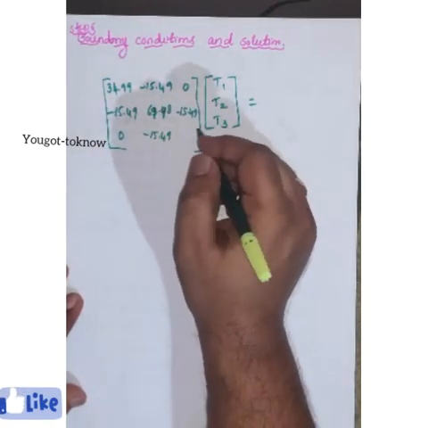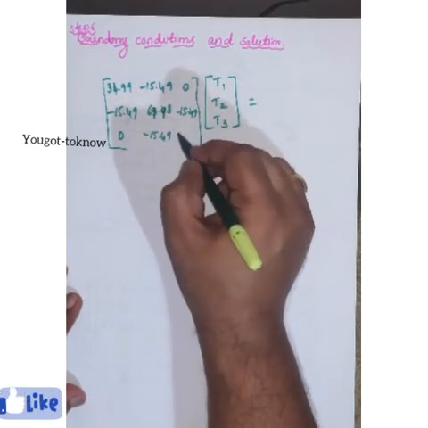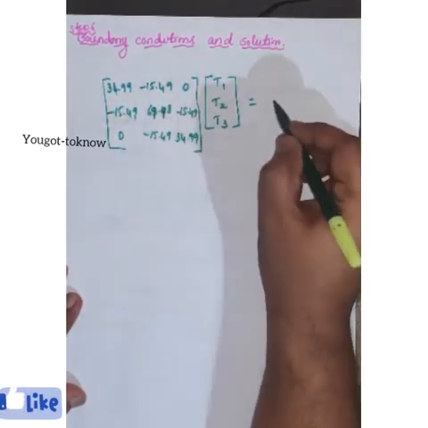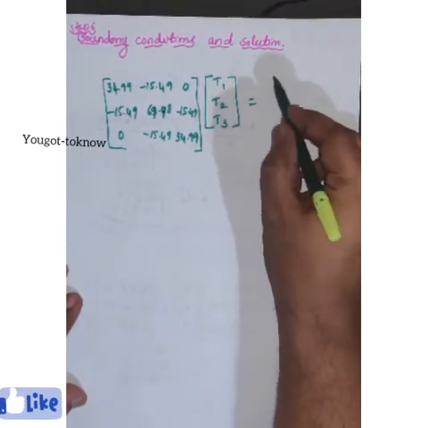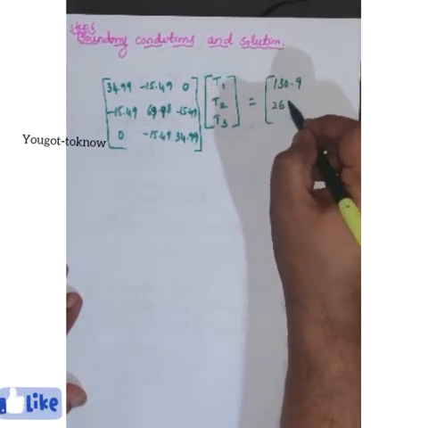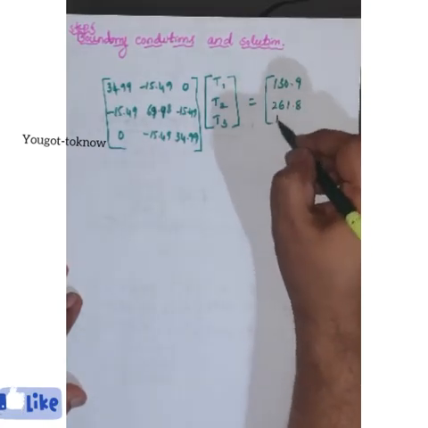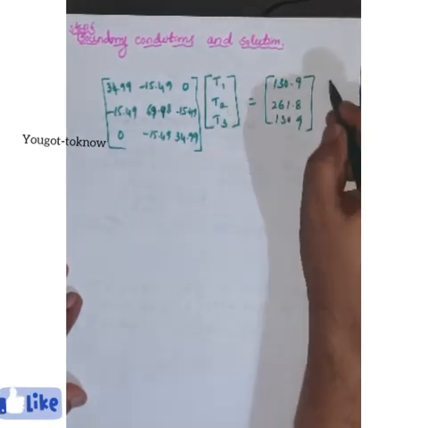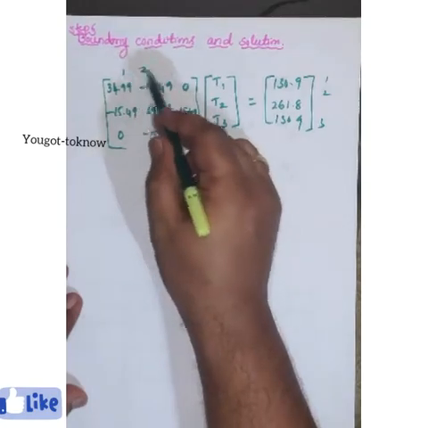Then here if you make it, you are going to get 34.99. What is the value you are going to get? This is 130.9, then you are going to get 261.8, then you are going to get 130.9. This is what the value is.